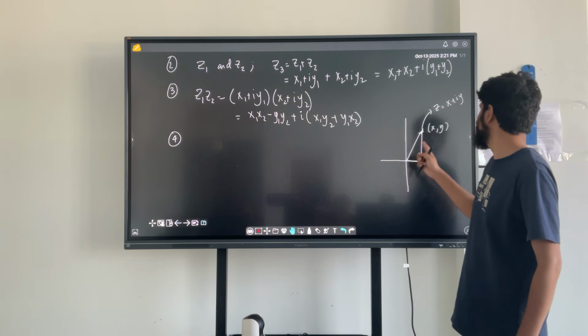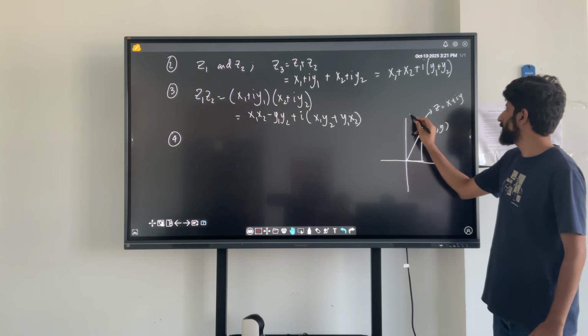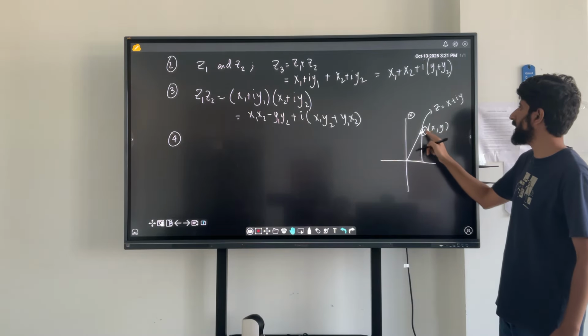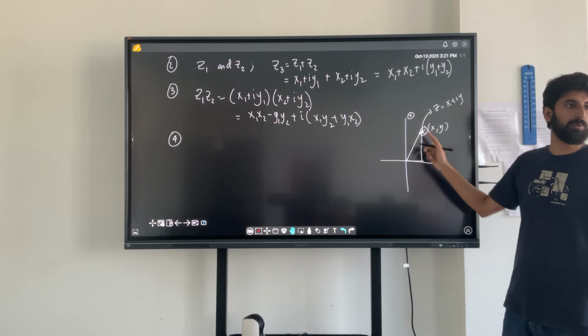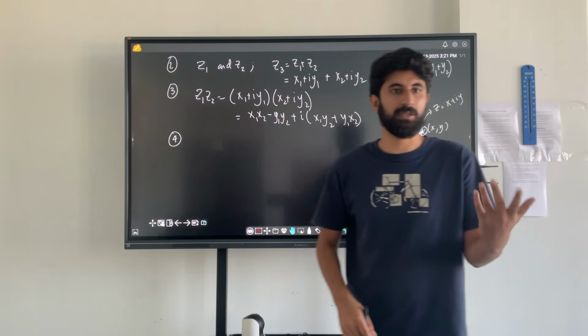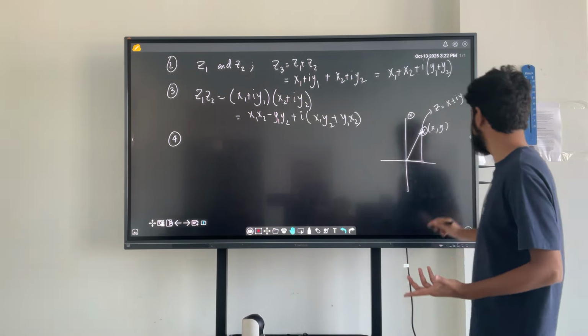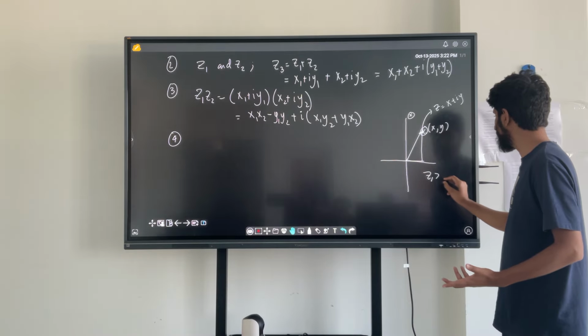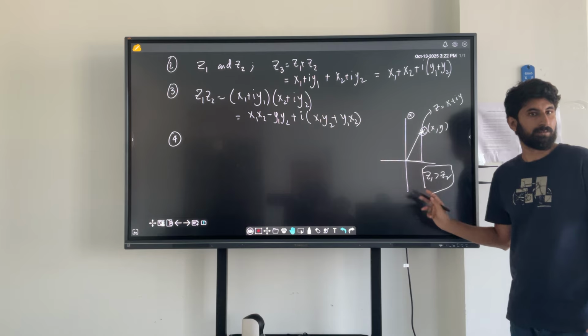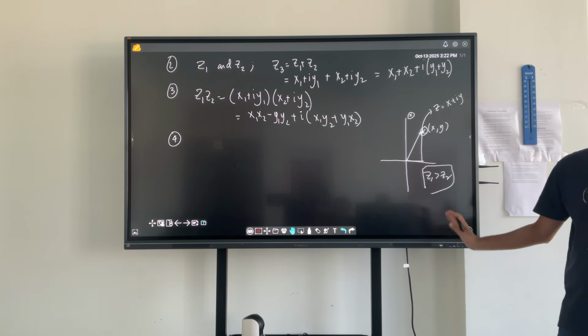But you see, there is no way of figuring out whether one is bigger than other between two complex numbers. Let's say if I take a number here and a number there, there's no way to order them. So the complex numbers are not ordered basically. So things like z1 is bigger than z2 do not make sense. It is not a sensible thing to write.